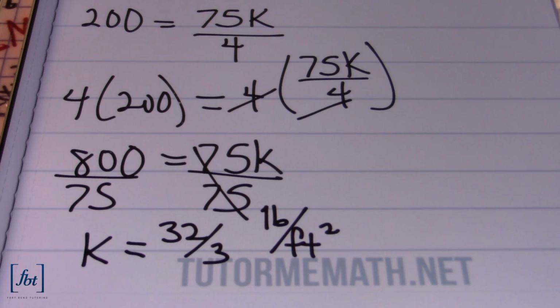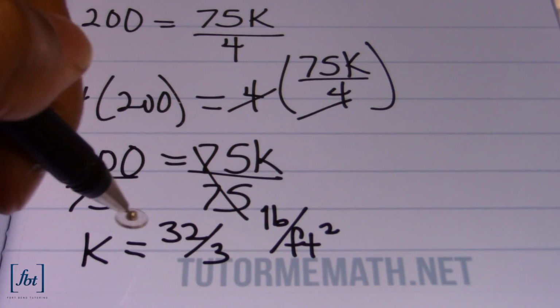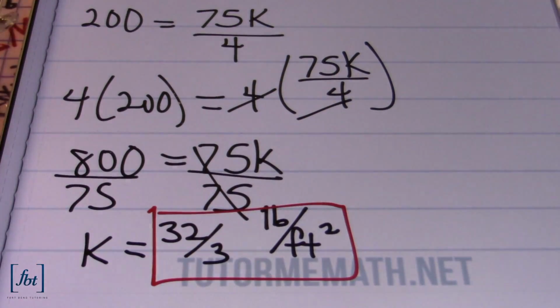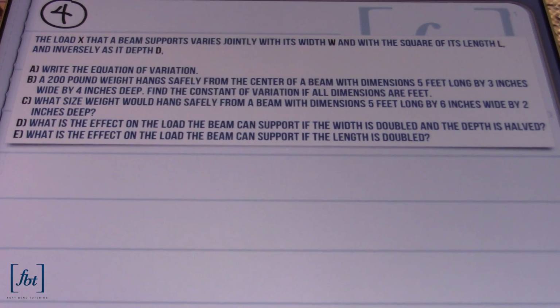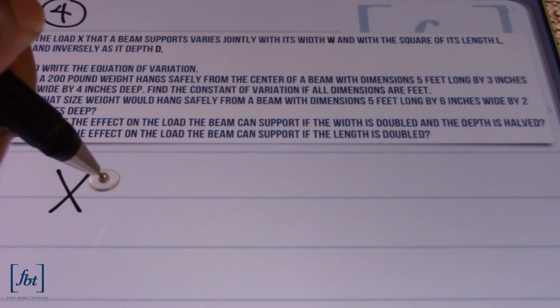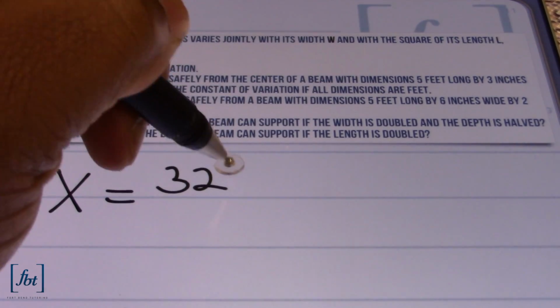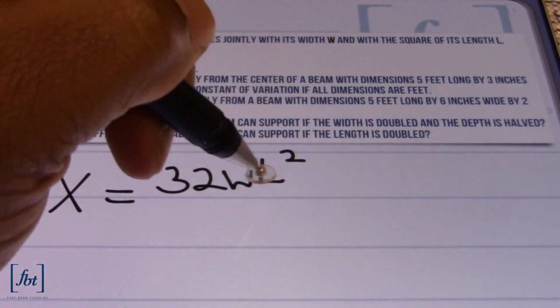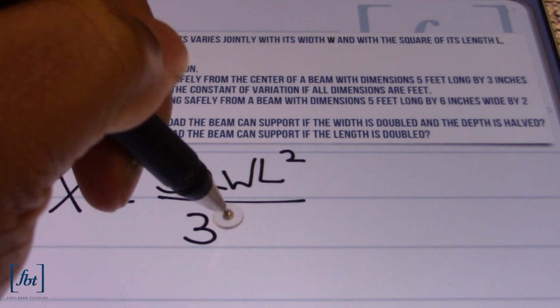So that's going to be our constant of variation in its unit of measurement. Red boxing it. And no, that's not 16. That's the abbreviation for pounds. All right? American pounds. Knowing our constant of variation is 32/3, we can now rewrite our variation equation as X equals 32WL squared divided by 3D.